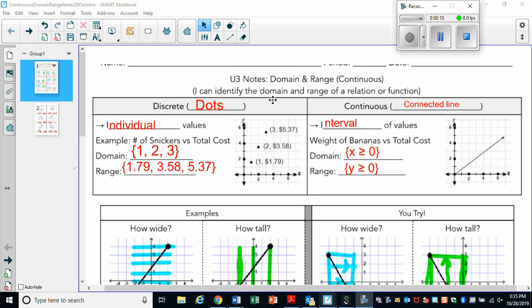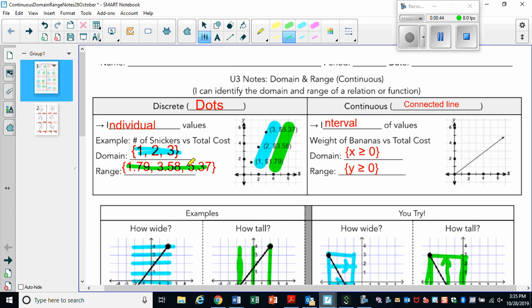So for discrete domain and range, we used individual values, notably the dots, and we took the x coordinates, that was our domain, and the y coordinates, that was our range. Now, when we start talking about continuous intervals, I just wanted us to highlight domain and range for discrete.